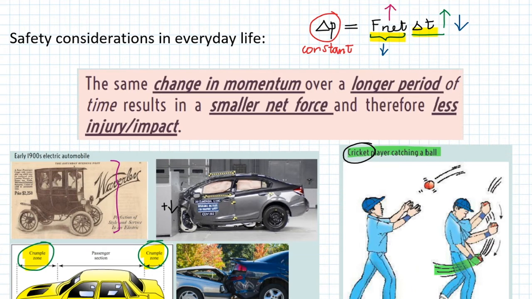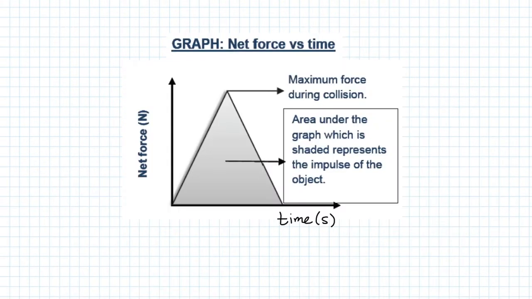in both cases. So, in summary, we say the same change in momentum over a longer period of time results in a smaller net force and therefore less injury or impact. Grade 12, this is a very important statement, and it's going to help you to answer questions that will ask you about safety considerations in terms of change in momentum and the net force. Now, sometimes instead of giving you a paragraph of information to interpret, to find values, etc., we may give you a graph instead. And it is very important that you know how to use these graphs to answer the questions that are given to you.